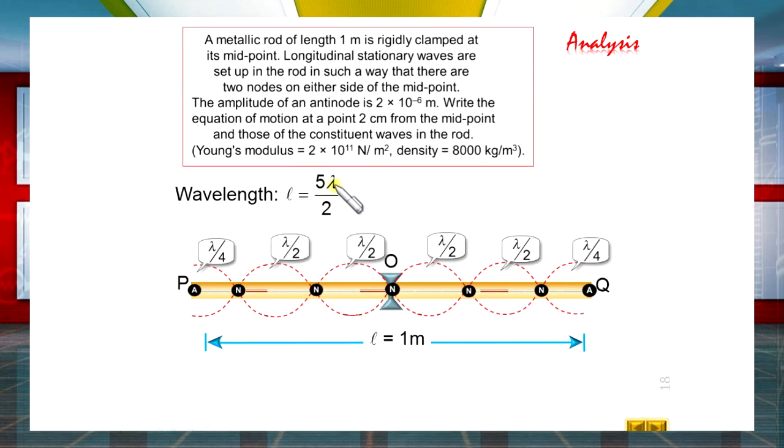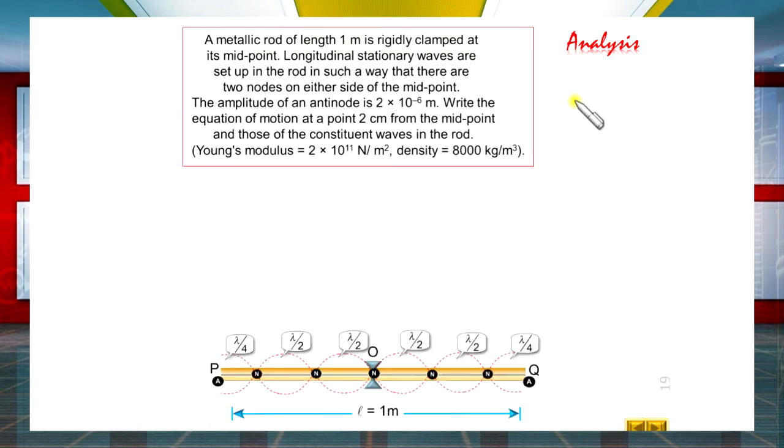From this relation we can calculate the value of lambda, that is equal to 2L divided by 5, and we know L equal to 1 meter, that is equal to 2 multiplied by 1 divided by 5, that should be equal to 0.4 meter or 40 centimeter. So we got the wavelength for this situation. So in the next page, let us write the wavelength. Here, this is the wavelength.